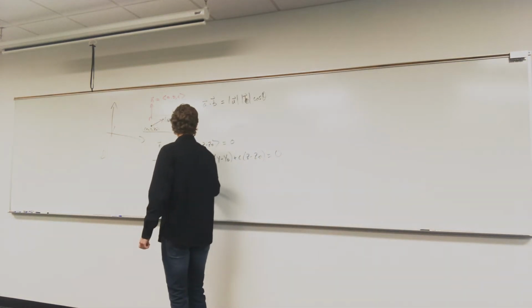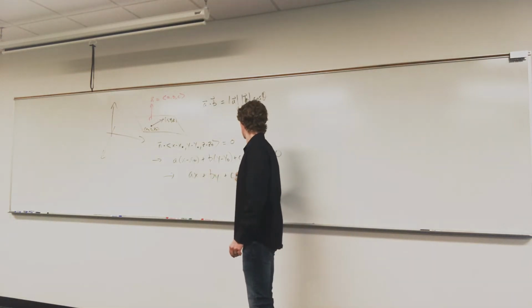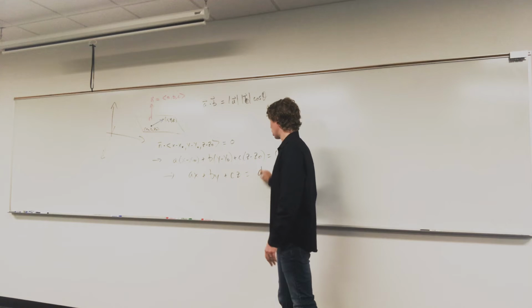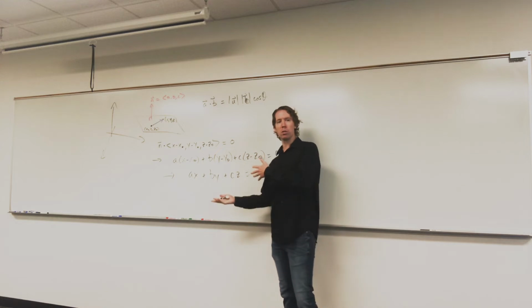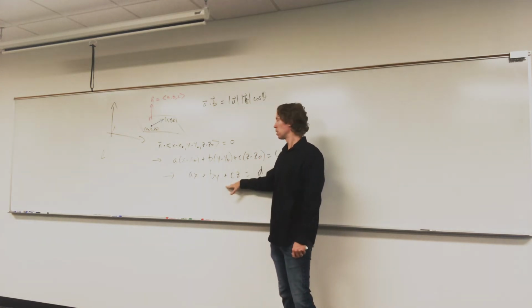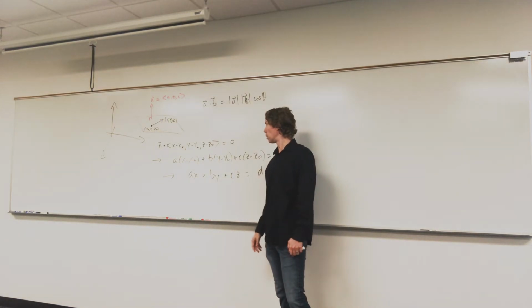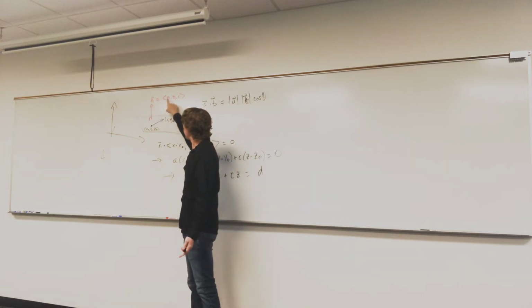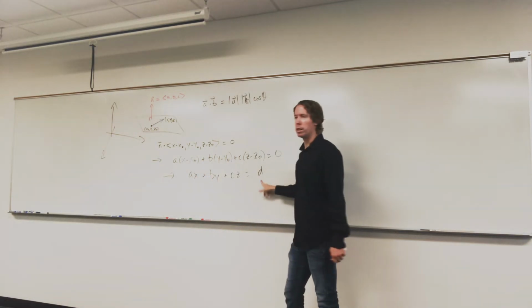I would have an AX, and a BY, and a CZ. And then everything else, I'm moving to the other side, and I'm just going to group all that together and call it D. So usually, if somebody hands you the equation of a plane, it will look something like this. A, B, or C could be 0. At least one of them will be non-zero because this setup only makes sense if this vector is non-zero. But you could have, for example, 1, 0, 0, and then this would say X equals D.